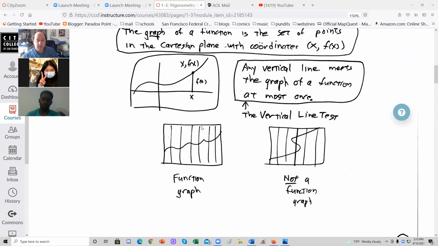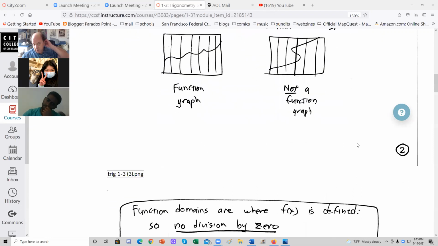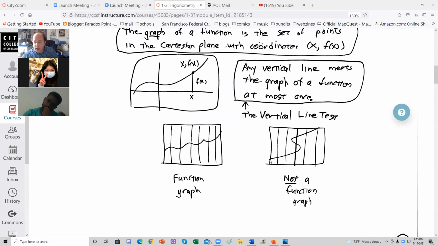So this is the graph of a function because every vertical line meets it once. This is not, because a vertical line meets it at 1, 2, 3 points. In a sense, you could say that this defines not one, but 3 separate functions: the one with the graph from here to here, the one from here to here, and the one from here to here.